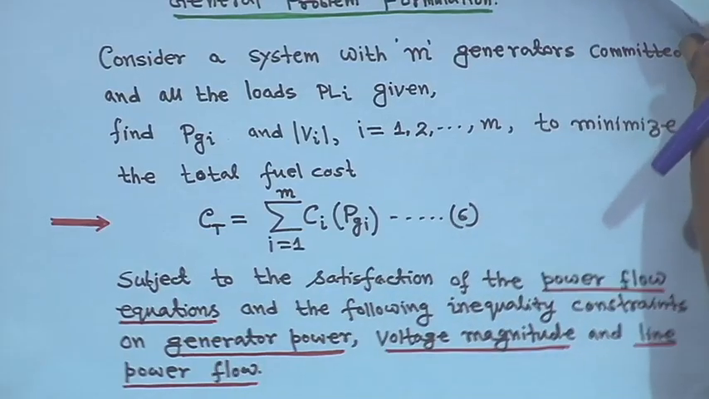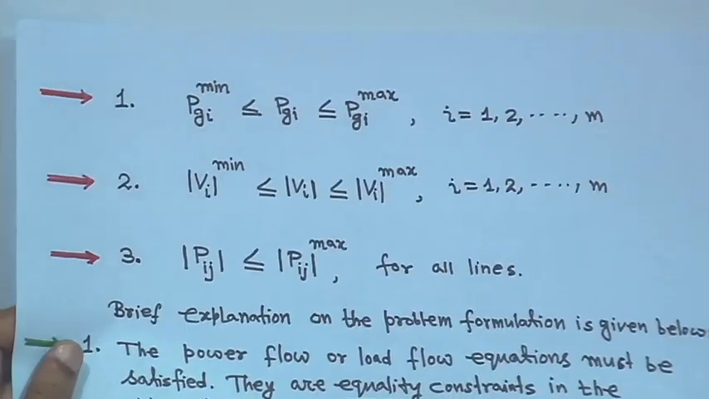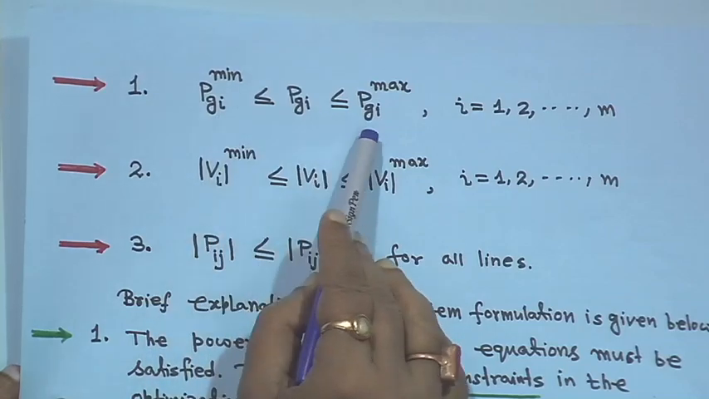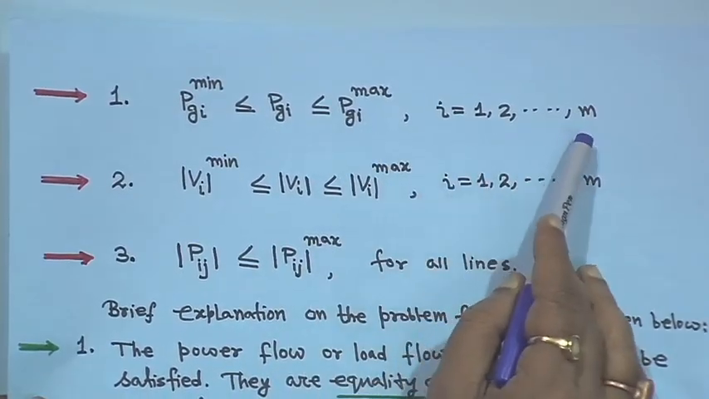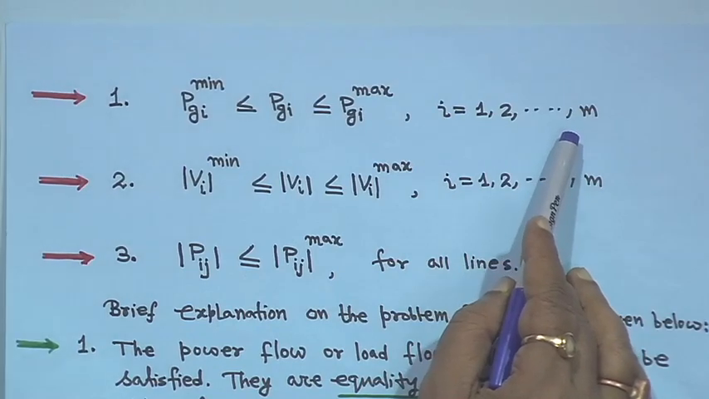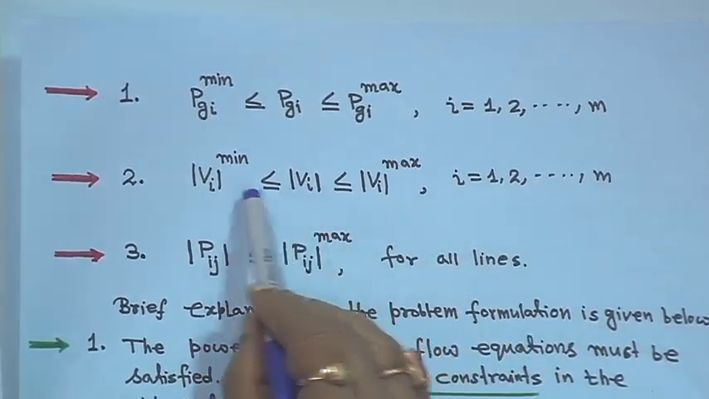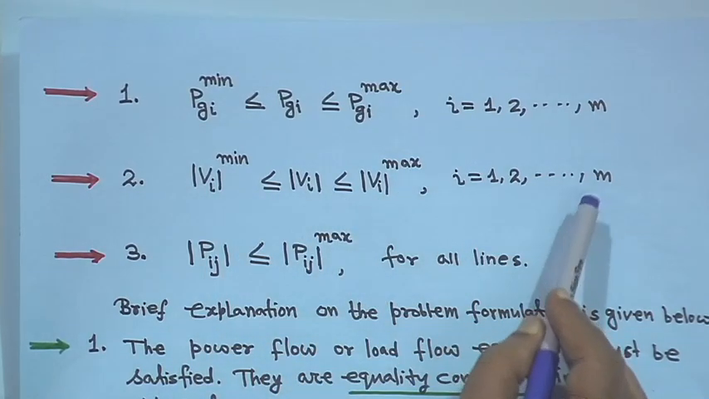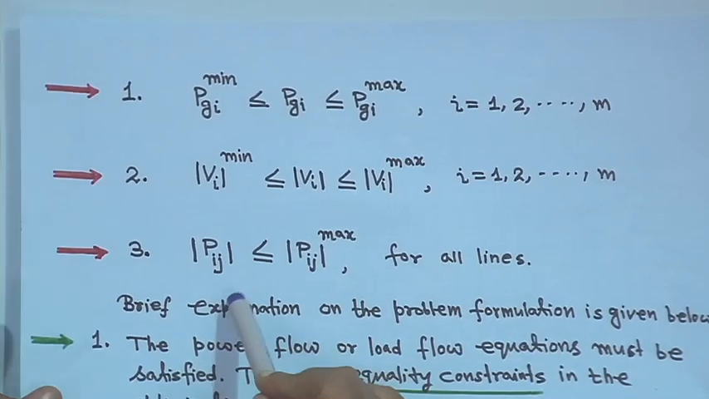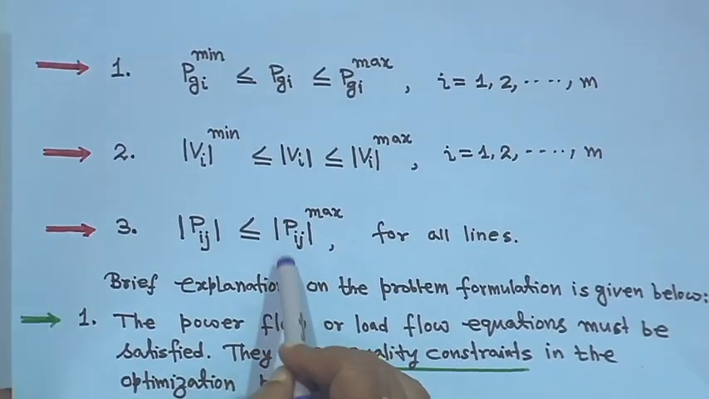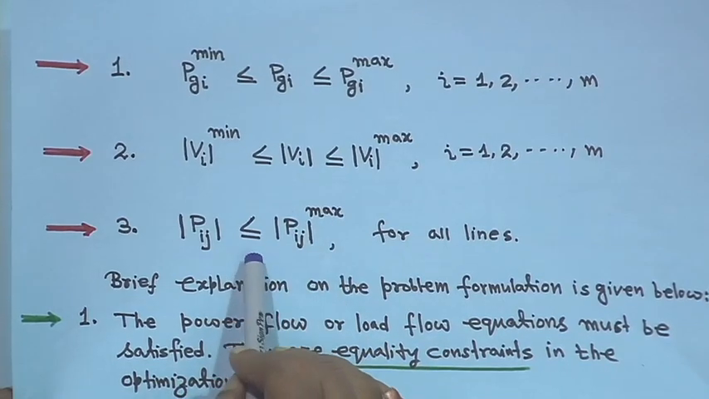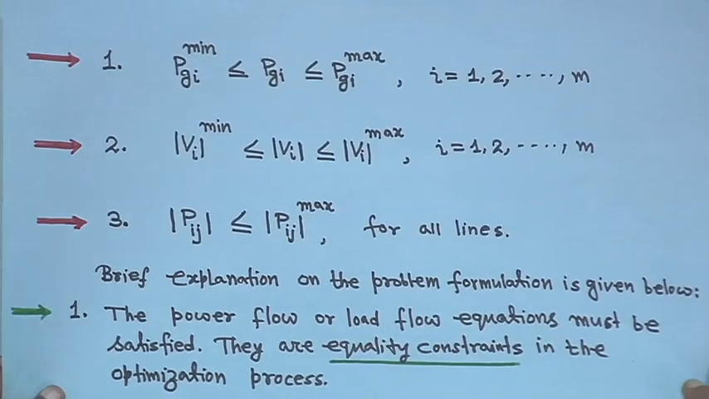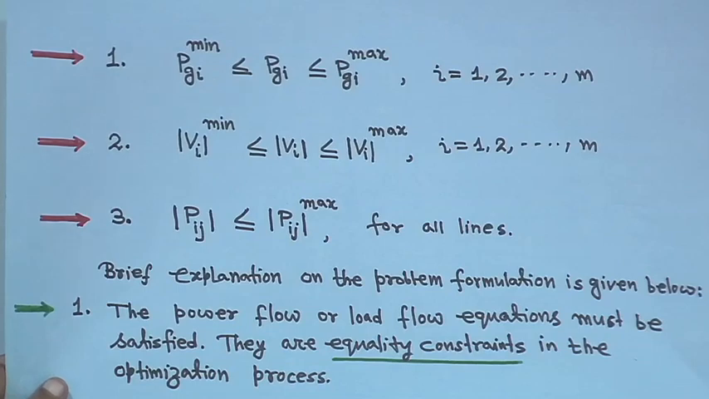The first constraint is that generation PGi must be greater than or equal to PGi min and less than or equal to PGi max, for i equal to 1 to m, because you have m generators. And voltage magnitude Vi must be greater than or equal to Vi min and less than or equal to Vi max, i equal to 1 to m again. And for the power flow, mod Pij must be less than or equal to mod Pij max. This is for all the lines. So many constraints are there, and we will take judiciously how to solve this.